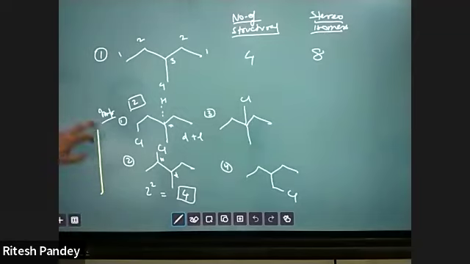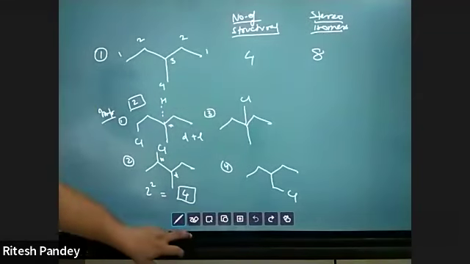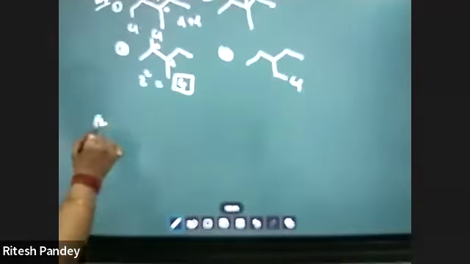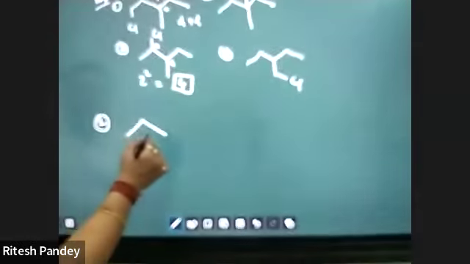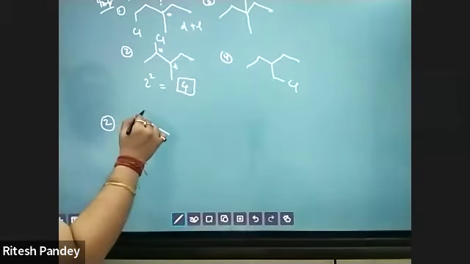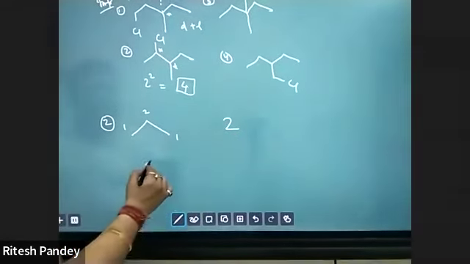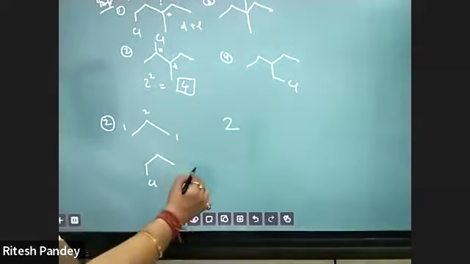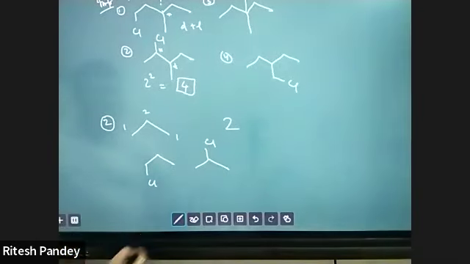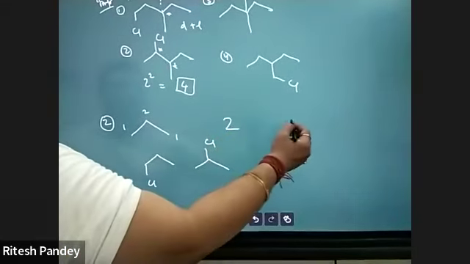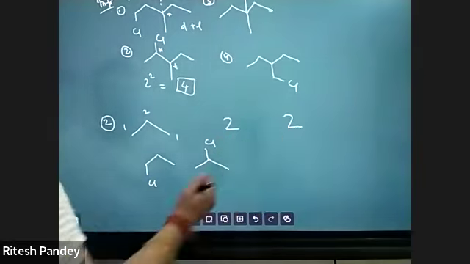Question 2 is kind of getting started: a 3-carbon propane, monochlorination one to one. I'll be expecting 2 structural isomers, which again I'm going to draw as 1-chloropropane and 2-chloropropane. There is no element of stereoisomerism. So 1-chloropropane and 2-chloropropane are the 2 structural isomers, and the number of stereoisomers would remain 2.